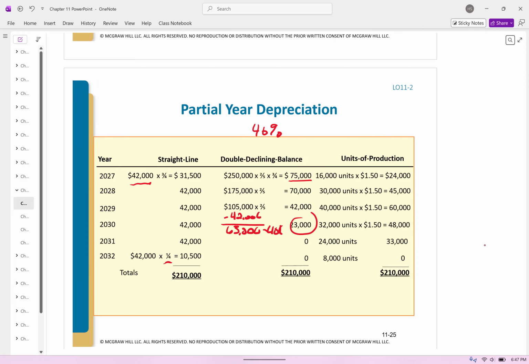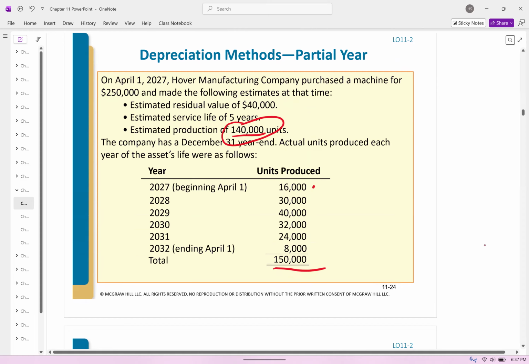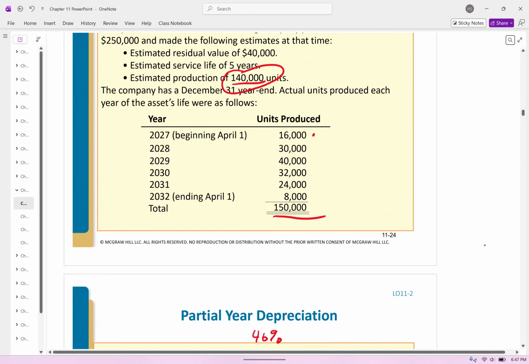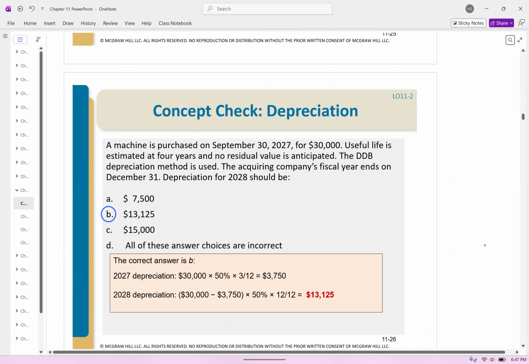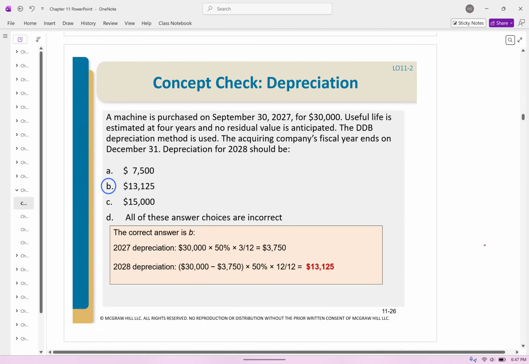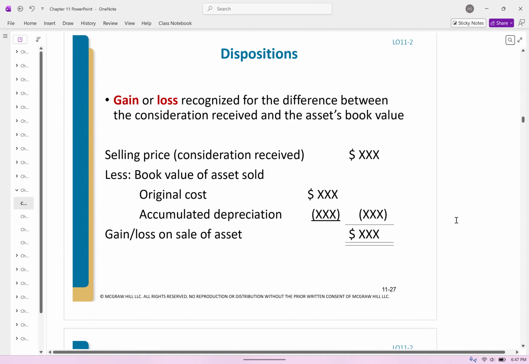Okay. So we stagger all the way down to 0 in that last year because, remember, the salvage value was quite high on this one, and they estimated 140 units up here. We based our estimate on 140,000, but we actually produced 150. Yay, we like that when we produce more than what we assumed. All right. So if you wanted to do the concept check, you are more than free to pause the video and do that. Let's talk about dispositions.